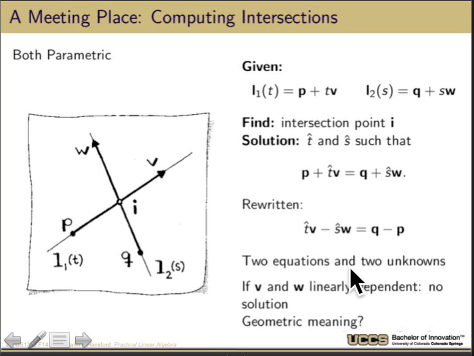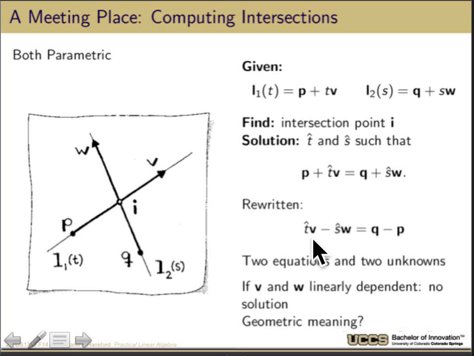What about if they're both parametric? Well, if they're both parametric, then you want to find parameters s and t such that p plus t times v, or q plus s times w, is the same. So you're going to find this parametric representation, that parametric representation, and you want to find a point such that they're equal to each other.